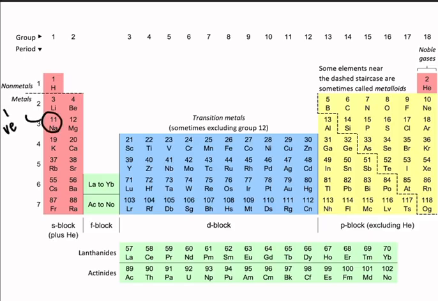For example, sodium has one valence electron, so it's very easy to remove. It has a low ionization energy. Neon has a full outer shell, so it's harder to remove. It has a higher ionization energy.